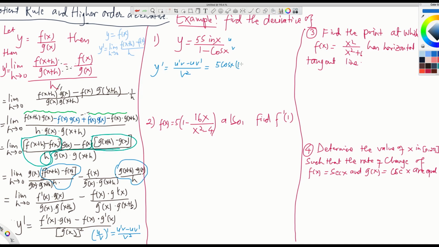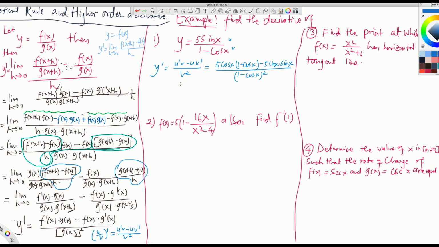V is 1 minus cosine of x, minus, the formula has a minus there, u times v prime. So u is 5 sine x. What is the derivative of v? The derivative of 1 is 0 and then minus the derivative of cosine x, which is negative sine x. So you get 0 minus negative sine x, which will be positive sine x. You see that? That is v prime, divided by v square, which is 1 minus cosine of x, squared. Now you simplify that one.